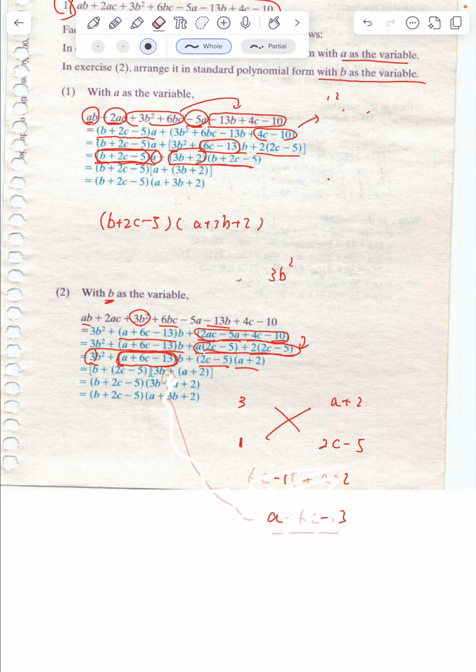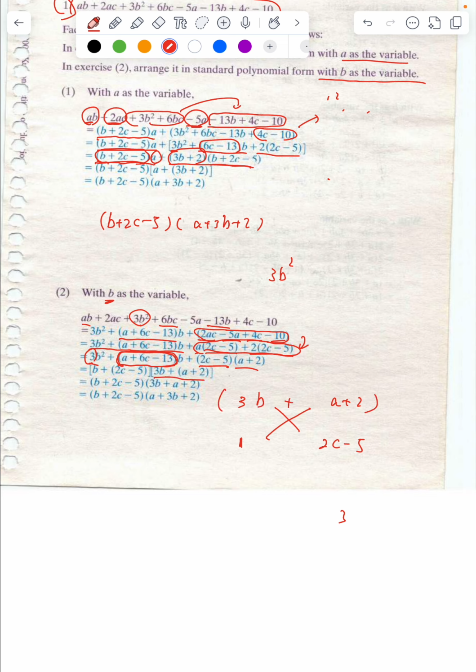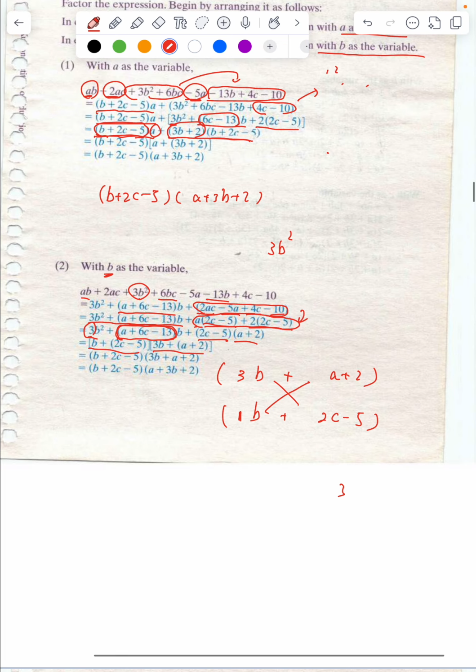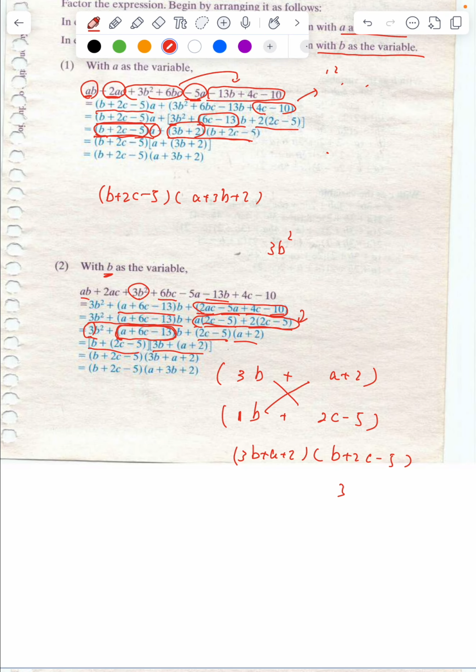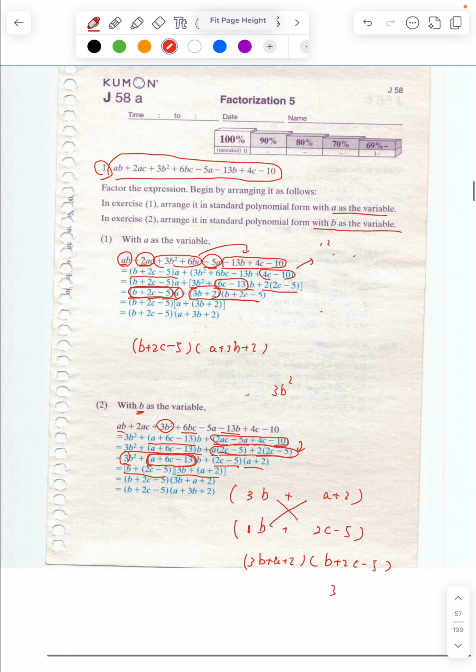So to factorize this one, I will have 3B plus A plus 2, and then 1B plus 2C minus 5, which is B plus 2C minus 5. When we simplify them, you will be getting 3B plus A plus 2 times B plus 2C minus 5. Okay, so this should conclude page 58.